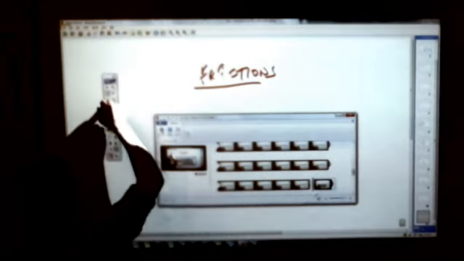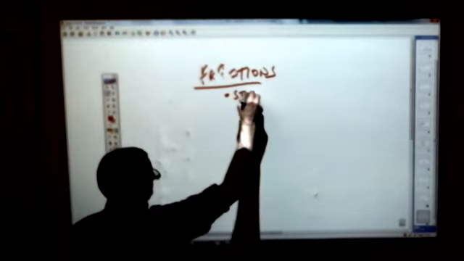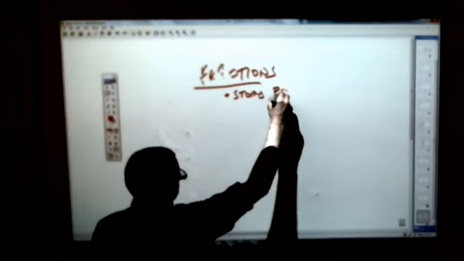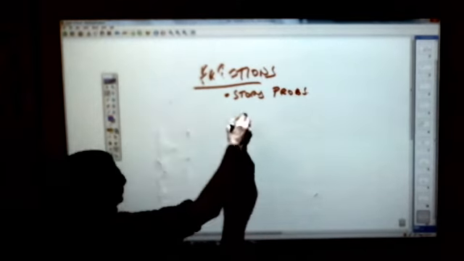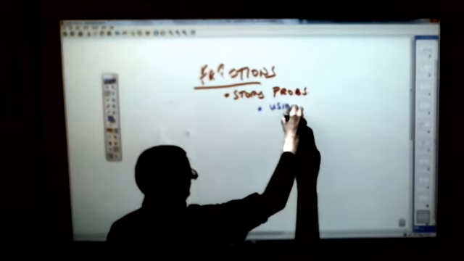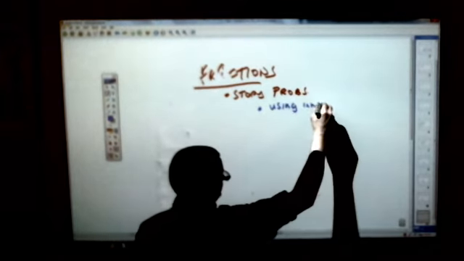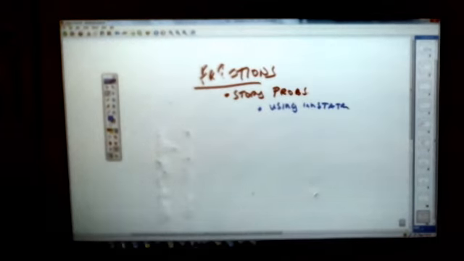Heading on this is story problems. And the little subheading of the story problems is using or finding unstated info.